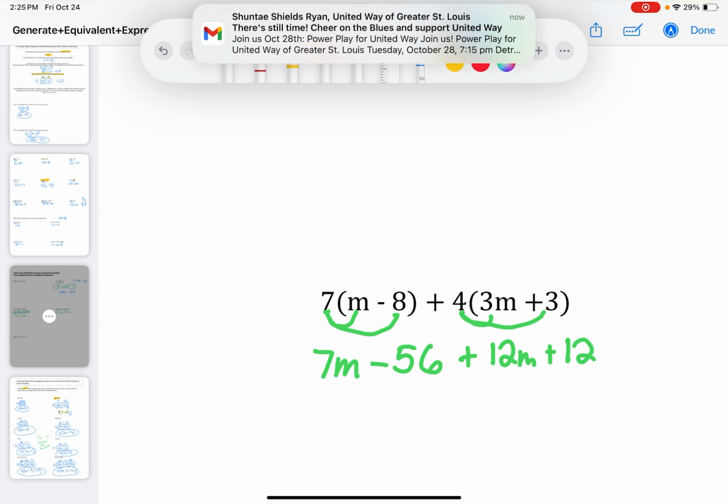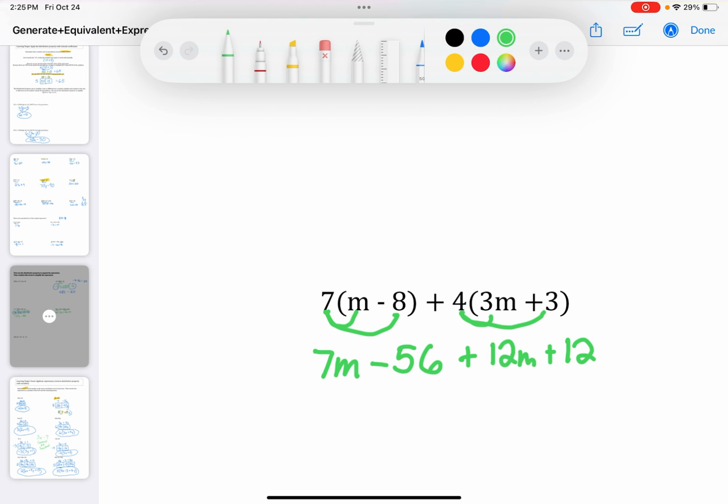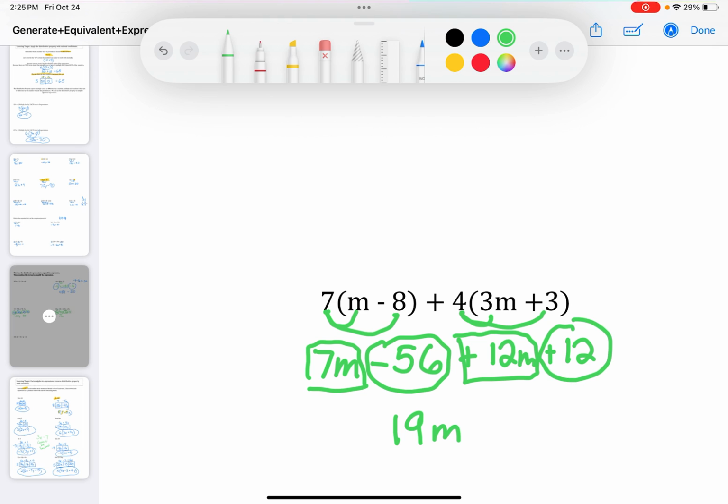All right, so let's combine. I have 7m plus 12m. 7 plus 12 is 19m. Negative 56 plus 12 would be 56 minus 12, which is 44, and it's negative, so it'll be minus 44.